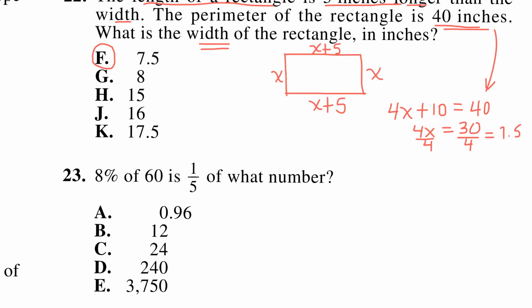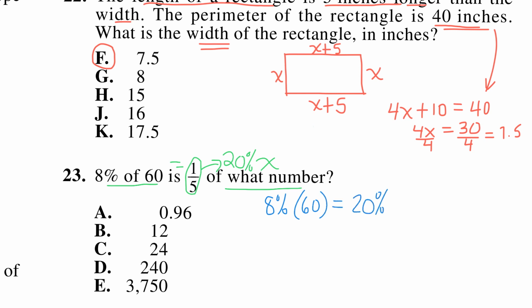Okay, the next one, number 23, says 8% of 60 is equal to 1/5 of what number? And 1/5 of what number x? So 1/5 is the same thing as 20%. 1/5 of 100, that's 20%. And I'm changing this 1/5 to a percent. Why? Because I have 8%, so the percents will cancel out. So you could have 8% times 60, and that's equal to 20% times x.